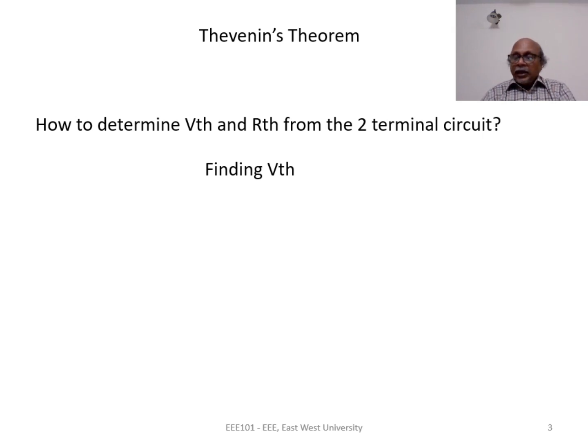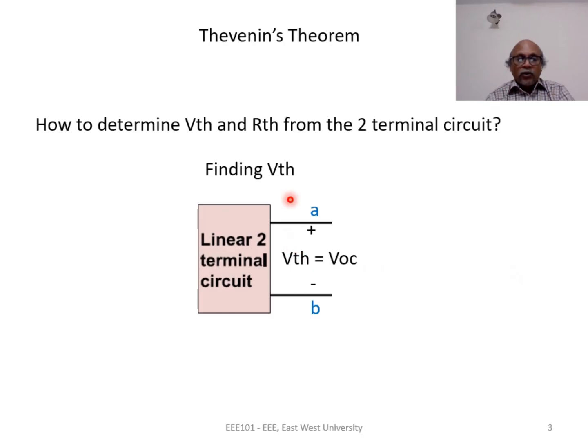Finding VTH is actually straightforward. To find VTH, we remove the load from the two-terminal circuit connected between node A and node B. The voltage VOC, which appears between node A and node B under open circuit condition, is equal to VTH. So to find VTH, we simply disconnect the load between node A and node B, and under this open circuit condition we find out VOC, and that gives us VTH.